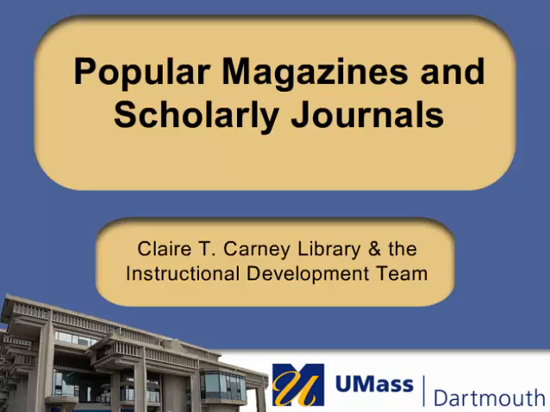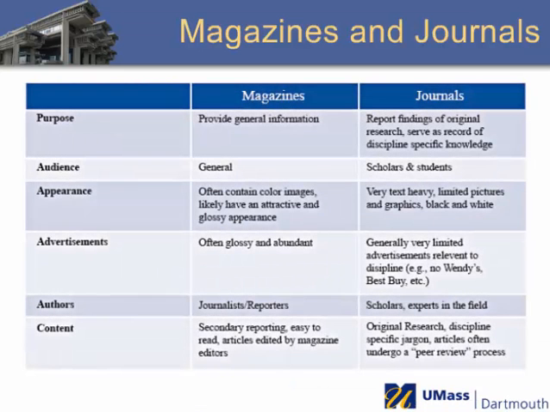This tutorial is designed to help you identify scholarly journals in the humanities and social sciences and to understand how scholarly periodicals differ from popular magazines. This table highlights several distinguishing characteristics of popular and scholarly periodicals. We will explore each characteristic in depth over the next few slides.